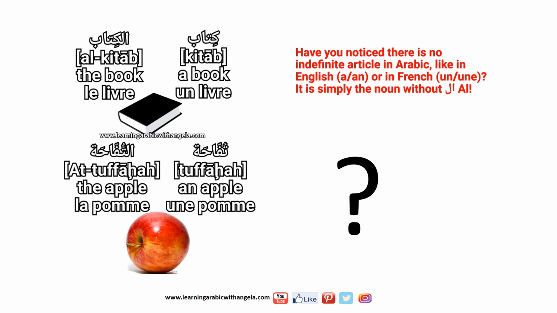So have you noticed that there is no indefinite article in Arabic as opposed to English or French? It is simply the noun without al. So in Arabic there is only one article, which is a prefix that attaches to the beginning of the word, and it's al, made up of alif and lam letters. This article is only used for the definite state. On the other hand, there is no prefix or supporting article for the indefinite state. It is mainly signified by not using al or adat at-ta'rif.